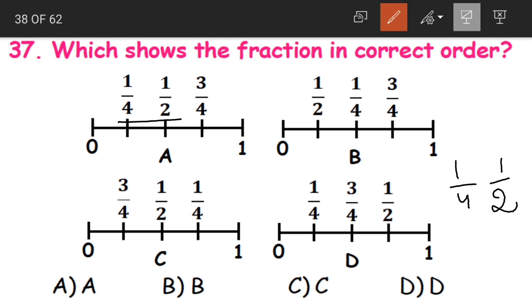Now what about this 3 by 4? Okay, what about this 3 by 4 means? What we can do here, we can take a number, say suppose 4.